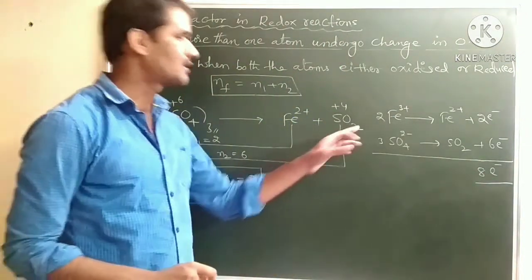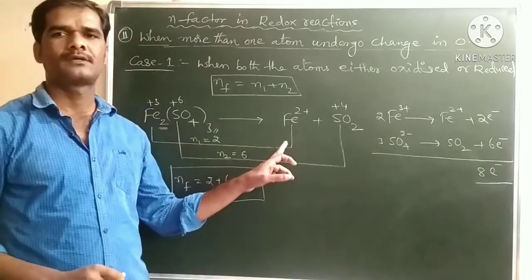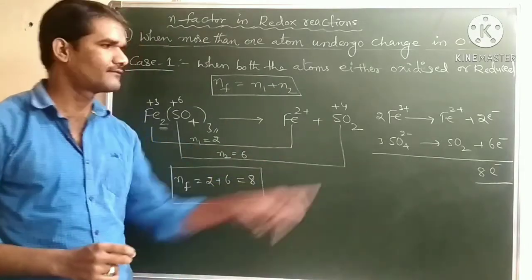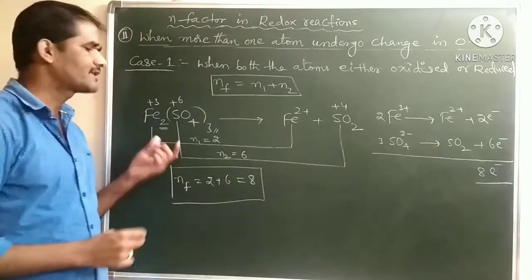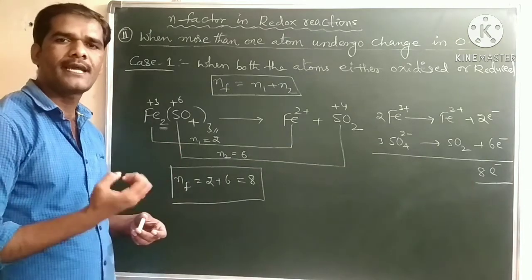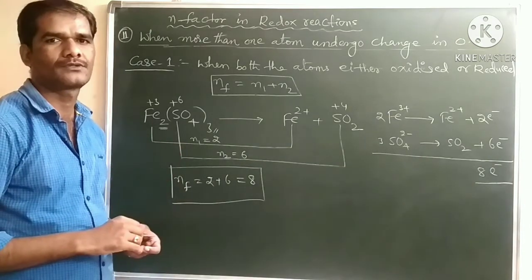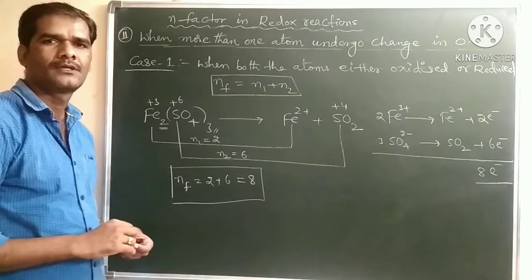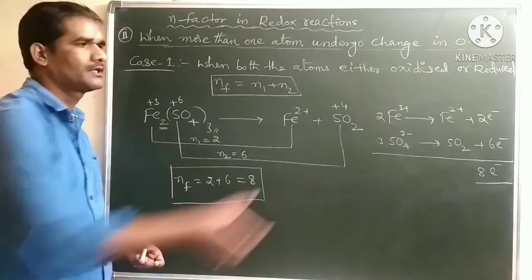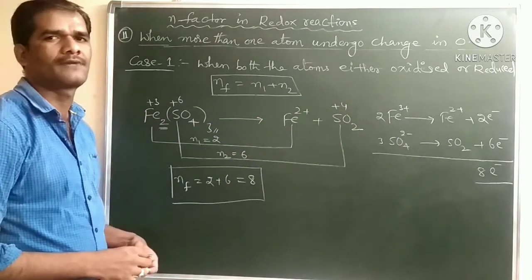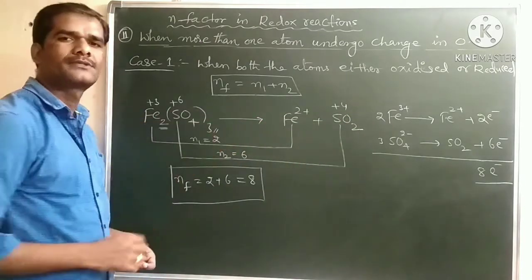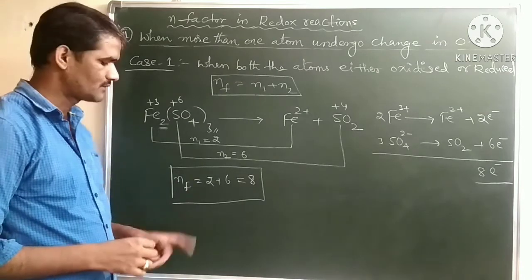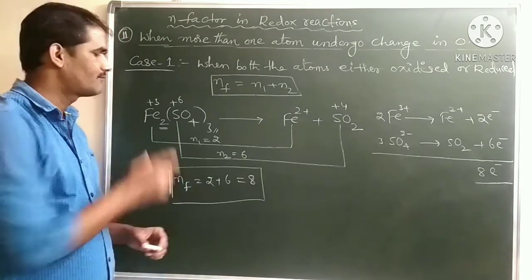Means here, to convert ferric sulfate to ferrous and sulfur dioxide, this ferric sulfate molecule gains 8 electrons. So the total number of electrons gained by this molecule is 8. So that is its n factor. We can calculate in terms of number of electrons or in terms of change in oxidation state. That will give n factor 8 for this molecule.